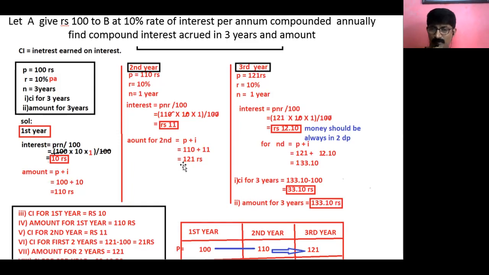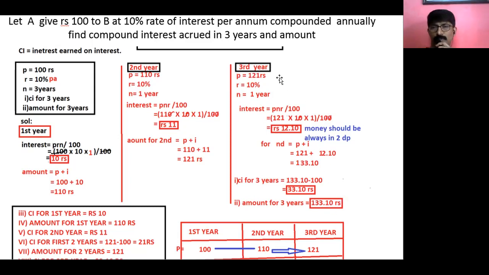Now listen very carefully. This amount at the end of the second year becomes the principal for the third year. So the principal for the third year is rupees 121. Now, due to the change in principal, again there will be a change in the interest, and again there will be a change in the amount.